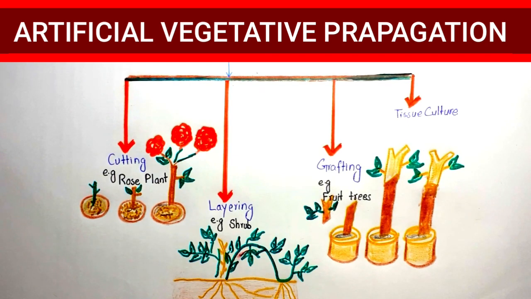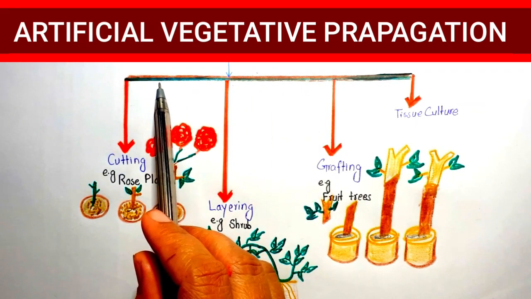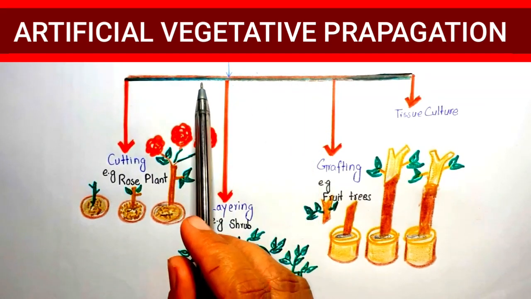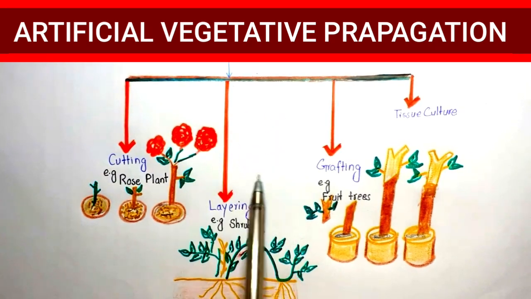In my last lecture, I discussed with you the natural vegetative propagation of plants, and we studied examples and methods of natural vegetative propagation such as budding, bulb, tuber and runner. Today we are going to study artificial vegetative propagation, that is, how we use different vegetative parts of a plant artificially to grow new plants.